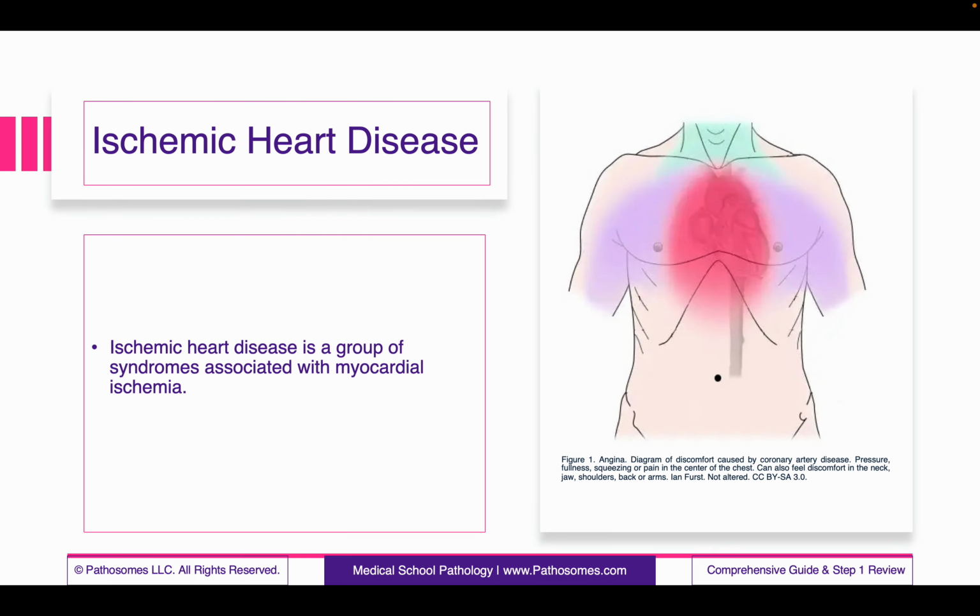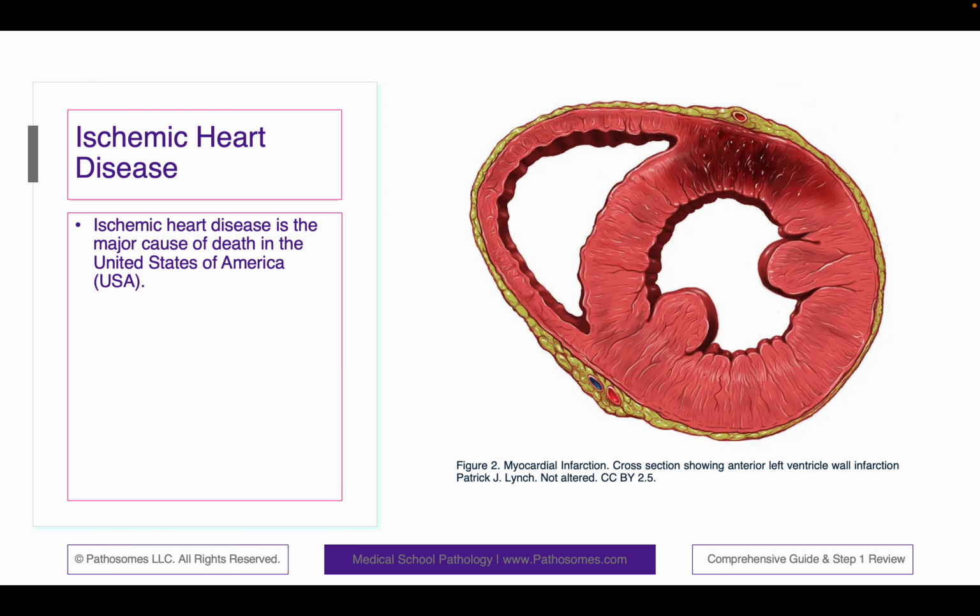Let's get started. Ischemic heart disease. That is a group of syndromes associated with myocardial ischemia. Here's a cartoon representation of ischemic heart disease that resulted in myocardial infarction. Based on the cartoon, which vessel was occluded? If you're thinking LAD, then that's all right with me, right? And notice the transmural lesion there, right?